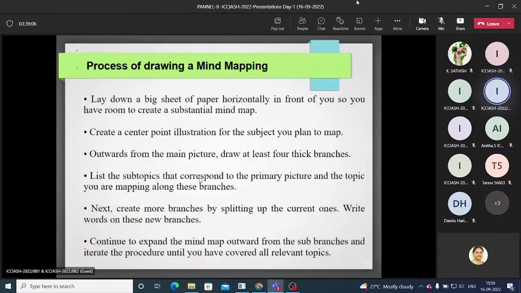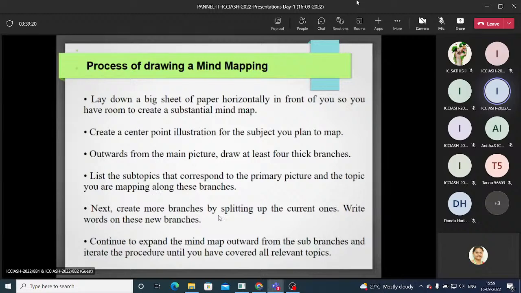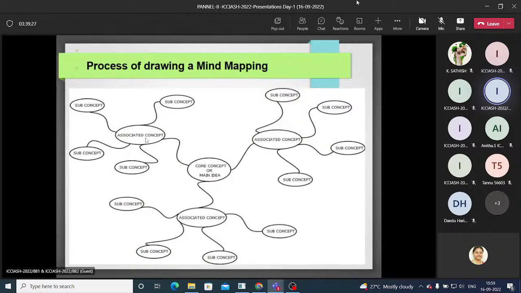Then list the subtopics corresponding to the primary picture and the topic you are mapping along with these branches. That means whatever sub concepts you have, you need to draw them according to the associated concepts. Then next, create more branches by splitting up the current ones, and write words on these new branches. If you see here, I have written some words: associated concept, sub-concept, main area, right? So with respect to your subject and your area, you can draw it easily.